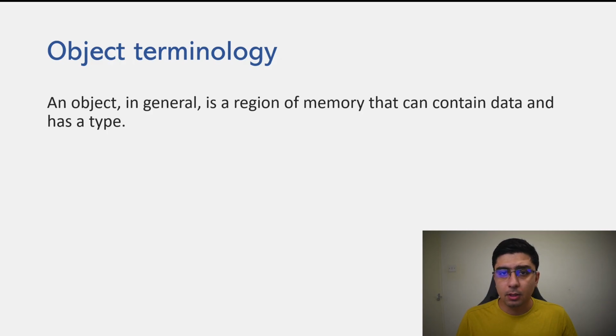In C++, you may hear the terms variable and object used interchangeably by programmers. An object in general is a region of memory that can contain data and has a type. In this video, we'll use the term object to refer to a region of memory with a type.